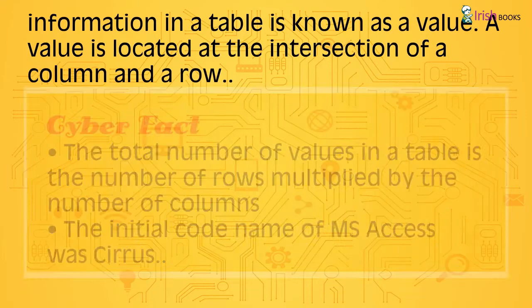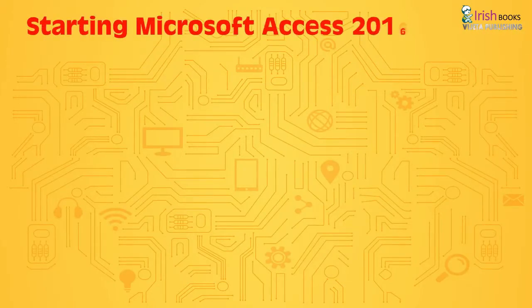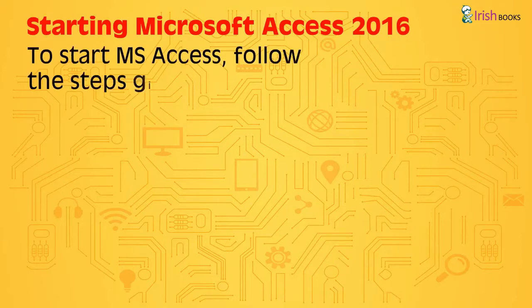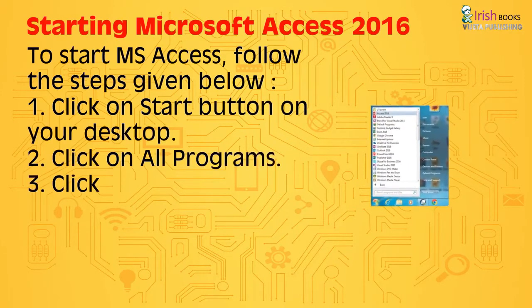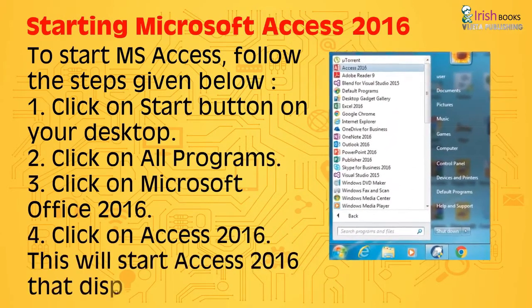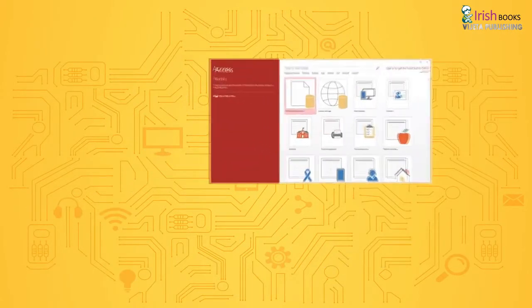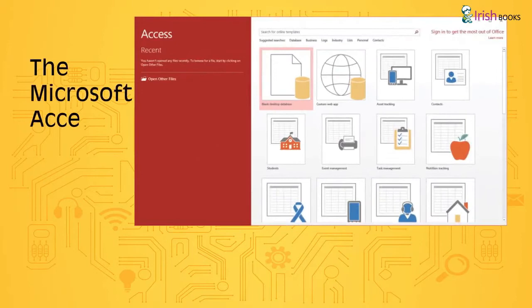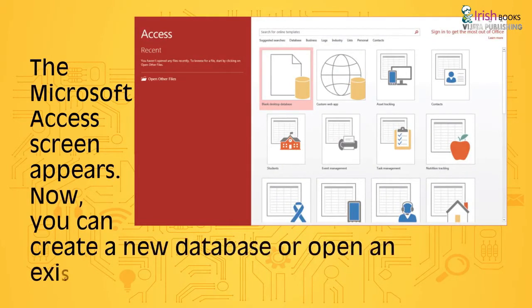Starting Microsoft Access 2016. To start MS Access, follow the steps given below. Click on the Start button on your desktop. Click on All Programs. Click on Microsoft Office 2016. Click on Access 2016. This will start Access 2016, which displays the splash screen. The Microsoft Access screen appears. Now you can create a new database or open an existing one.